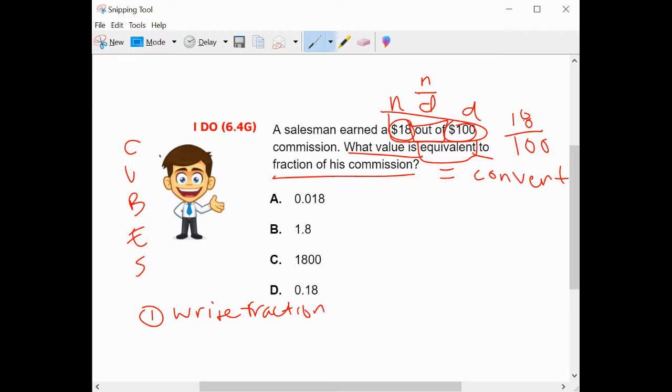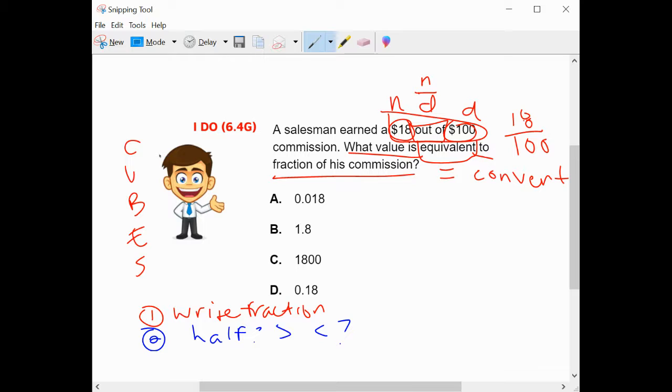My second step is I'm always going to estimate. Is this going to be more or less than half? We're going to compare it to half. Well, let's see. If you only earn $18 out of $100 in commission, you're definitely earning pretty little. That's less than half because I know that 50 is half of 100 and 18 is less than 50. So let's eliminate any answers that are greater than half.